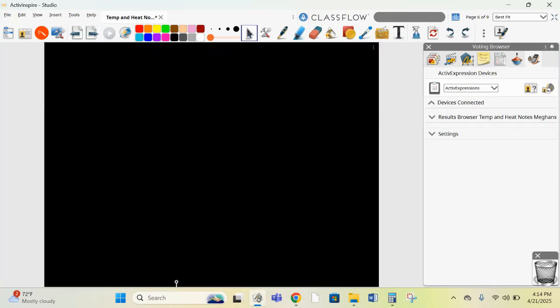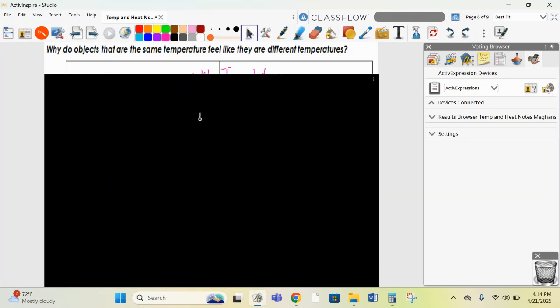Okay. Now, why do objects that end up having the same temperature feel like they're at different temperatures? So, at this point in class, I would tell the kids, "Hey, touch the red part of your seat and then touch the metal. Does one feel like it has a different temperature than another?" And they will say that it does.